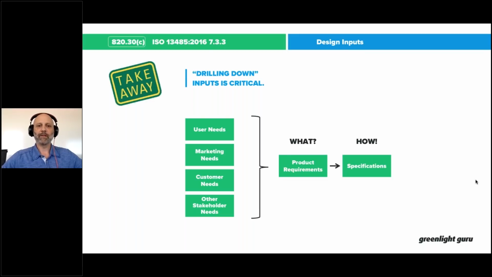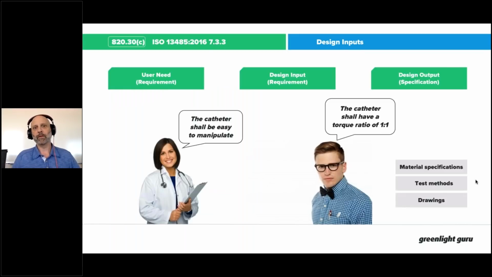And as it relates to design controls, we're going to talk about design input versus design output. Think of design input as more of that what, the requirement, and design output is more of the how or the specification. So let's drill into this a little bit more depth and detail.